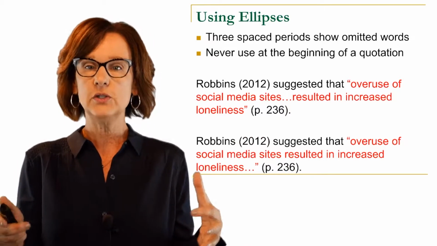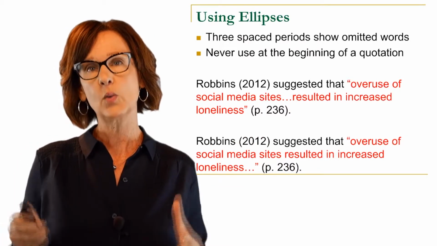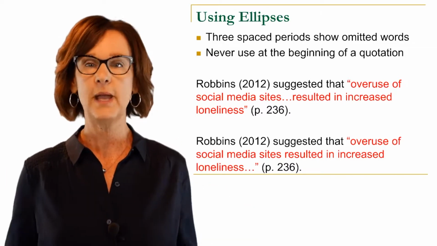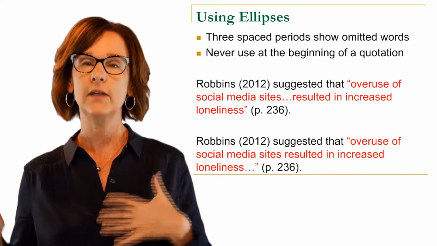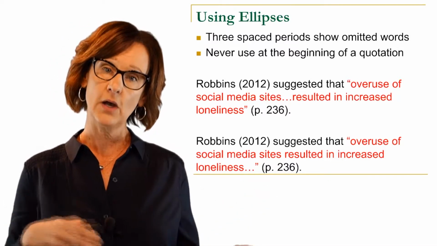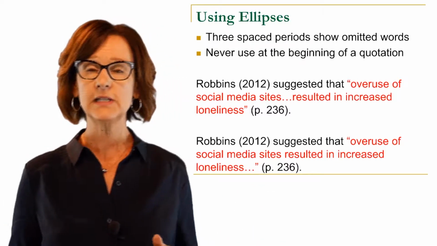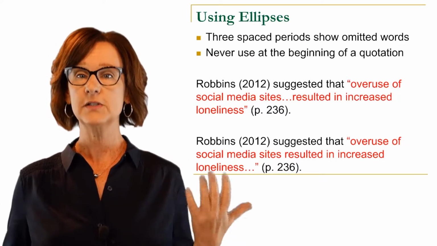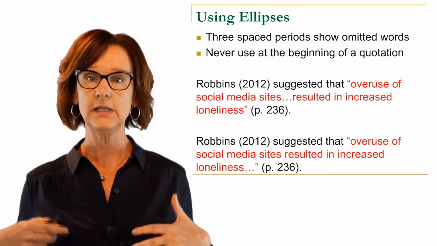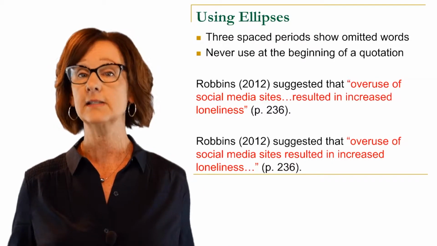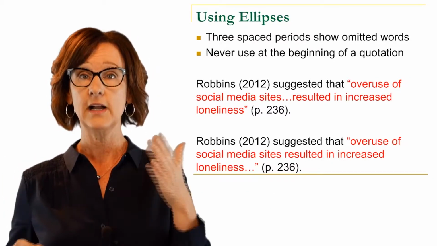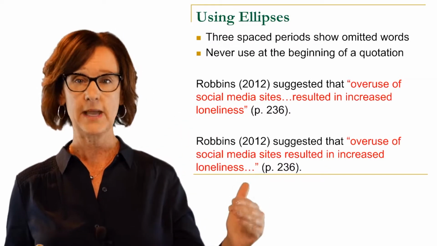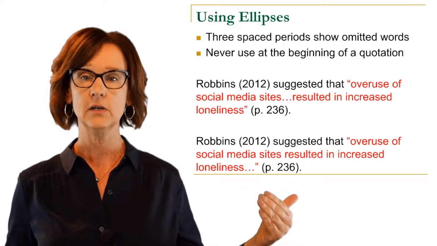And what that allows you to do is to just use the part of the quotation that you actually really, really need. And you're not padding your paper unnecessarily with unnecessary words. So again, you'll see I've taken some words out in that first example. So Robin suggested that overuse of social media sites resulted in increased loneliness. I've taken some words out of the middle there, and I've done my 3 spaced periods to show that omission. I've still got my page number, author name, year.